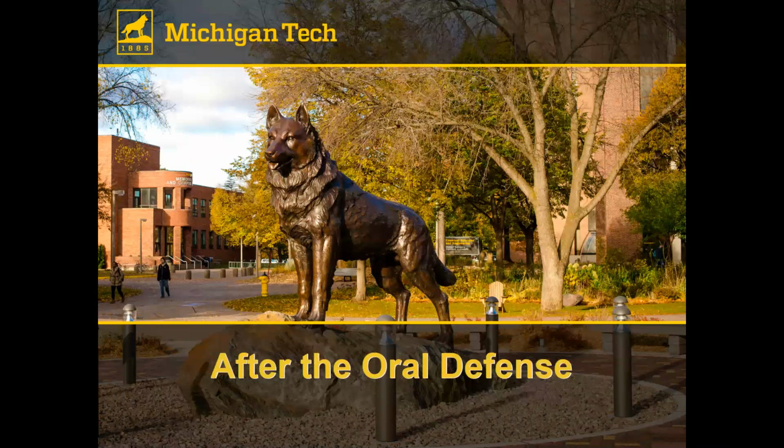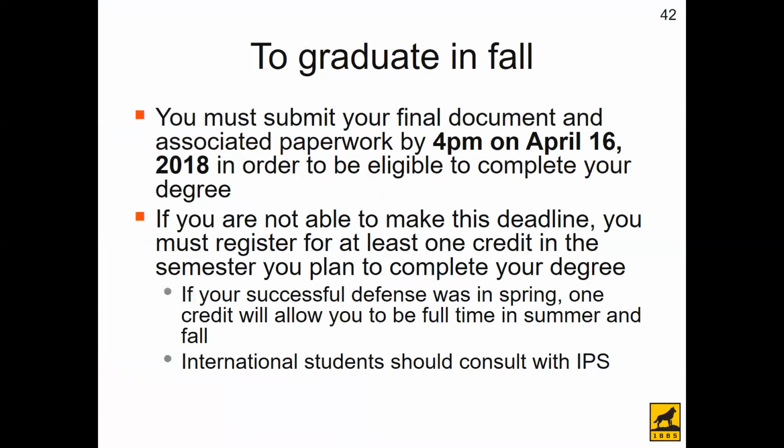You submit your pre-defense form in Canvas. After your oral defense, if you want to graduate in spring, not fall, I always miss one of those somewhere, the deadline is, again, 4 p.m. on April 16th. That's when you need to submit your final document. If you don't submit your final document by then, you will not be eligible to complete your degree in spring. If you don't make that deadline, you will need to maintain continuous enrollment.